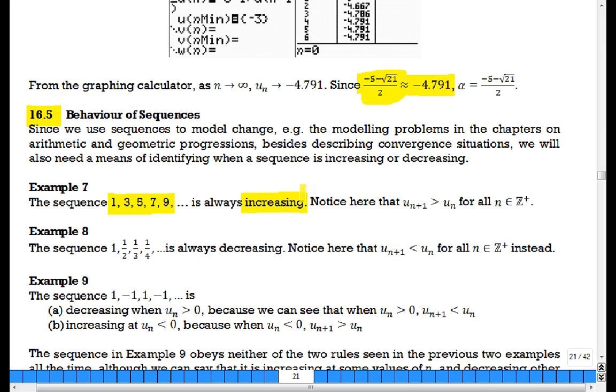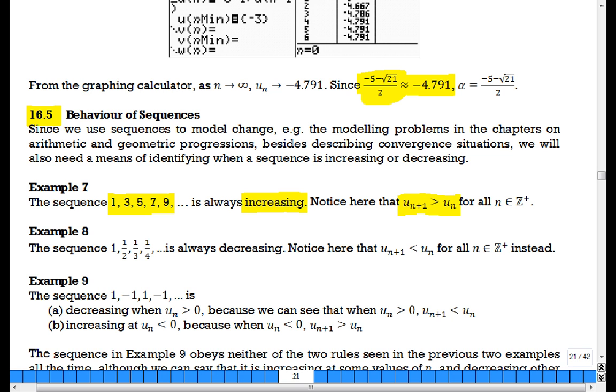Another way of describing an increasing sequence, I repeat, another way of describing an increasing sequence is this. Makes perfect sense. That means the next term is larger than the previous term. That means U2 is larger than U1, U3 larger than U2, U4 larger than U3, therefore it is increasing. So whether you say it's increasing or you say this, they mean the same thing.